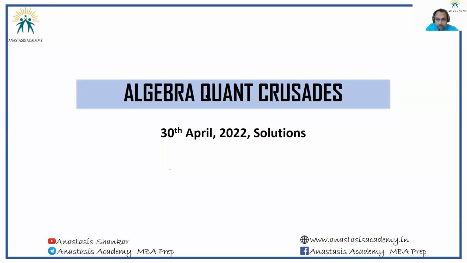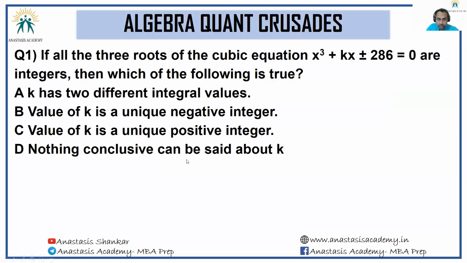Let's look at the solutions of Algebra Quant Crusades. If all the three roots of the cubic equation x cube plus kx plus or minus 286 equal to 0 are integers, then which of the following is true?